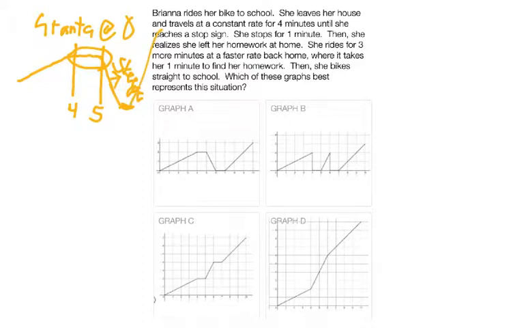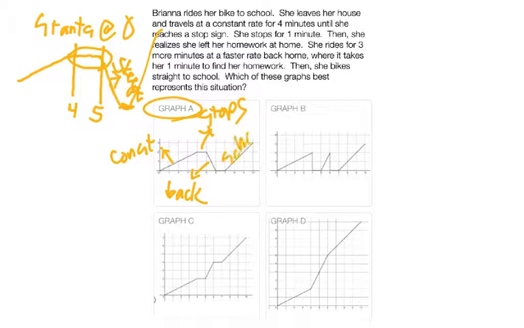All right, so take a look. Which one is it? If I just look at what I drew and then I compare it to what I've got, I'm hoping that you see that it's graph A. So now, let's just think about this. This is where she goes at a constant rate. Constant. This is where she stops. This is where she goes back home. And this is where she goes to school.